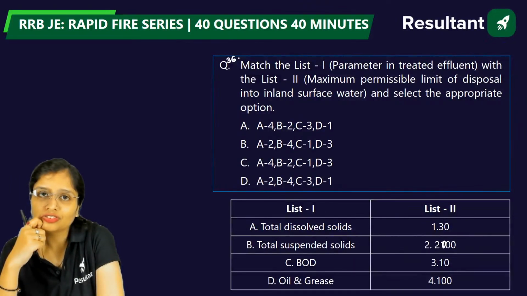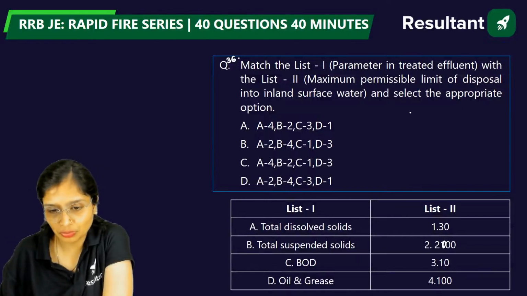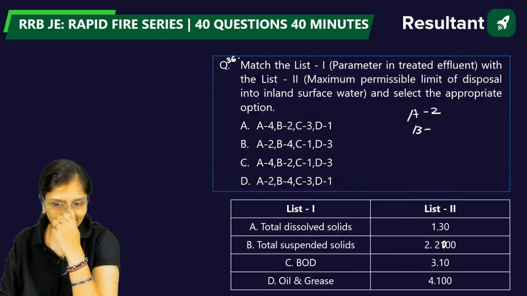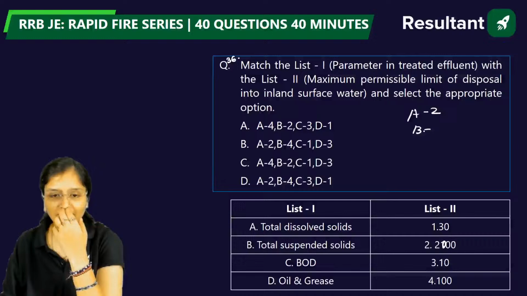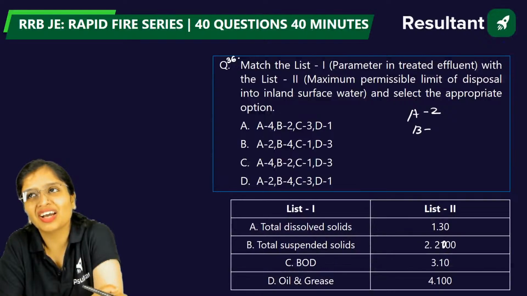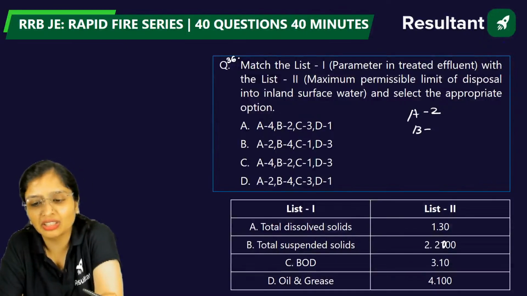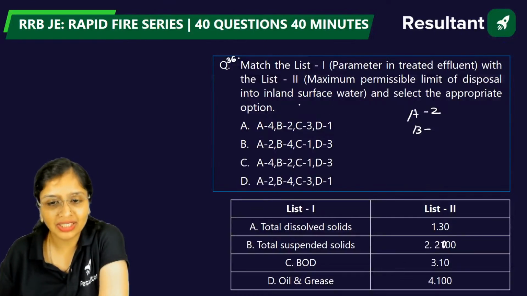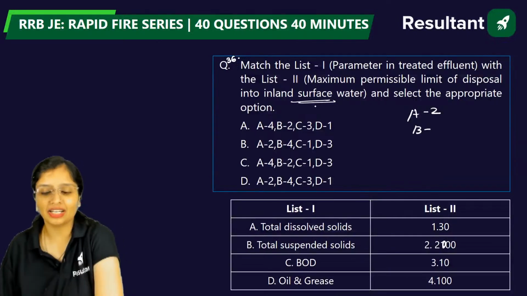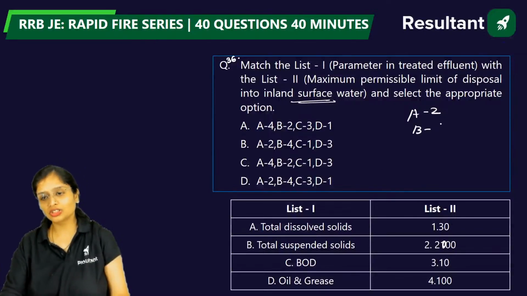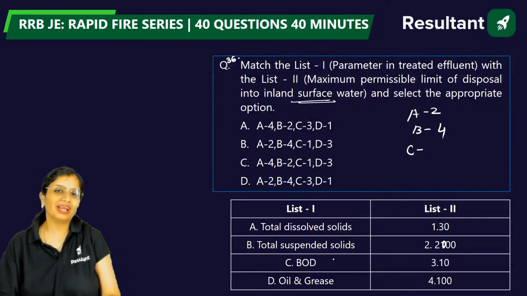Total dissolved solids, limit for ejection 2000 mg per liter. So A is 2. Total suspended solids. See, technically, if you talk about total suspended solids, they haven't given any limits anywhere. In general, as per the Environmental Protection Agency, it is 30 mg per liter, but no hard and fast limit is given in the code. Here it is asking how much limit should be there if you're disposing it into inland surface water. So total suspended solids you can allow up to 100 mg per liter. Now talking about BOD, BOD is the biochemical oxygen demand.